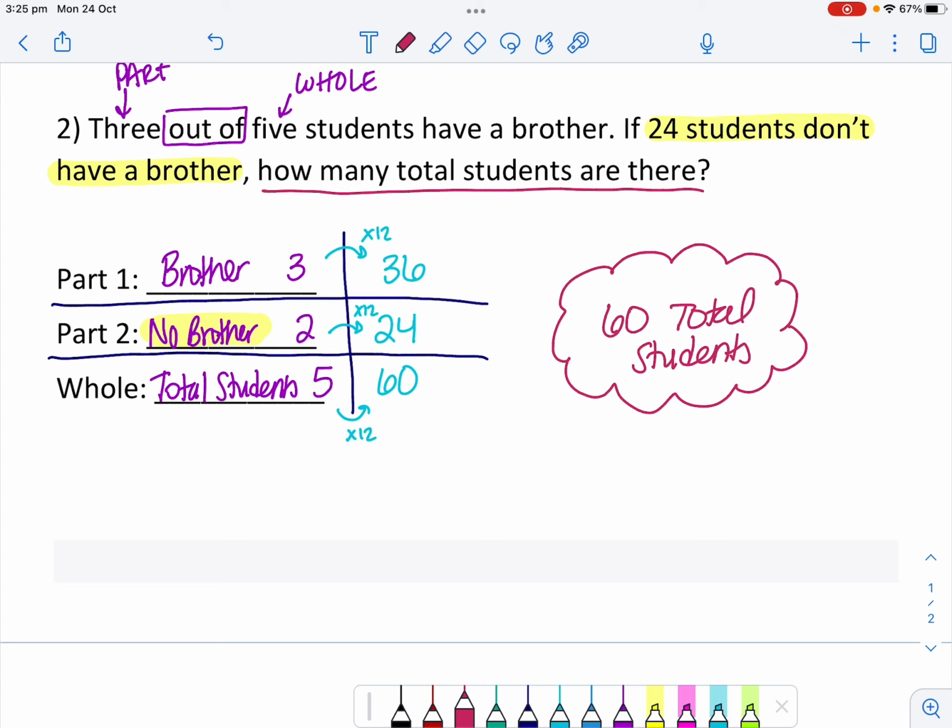Again, this is a part to whole problem when you are given one of the parts. So now we know how to do part to part and part to whole using a table. So let's practice.